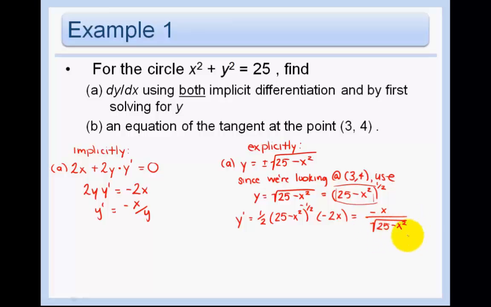And isn't this what we said y was? Isn't that what y was? So this is the same thing as negative x over y. They're equal.